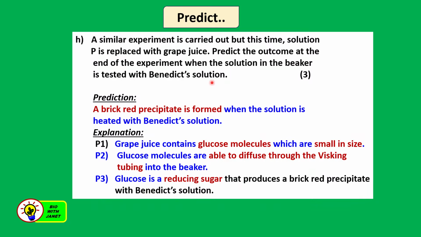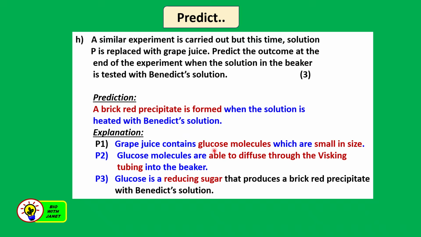of the solution in the beaker and mixing 2 ml of it with 1 ml of Benedict solution, or 2 ml of Benedict solution. Then you heat it. You will get a brick red precipitate. So the prediction is a brick red precipitate is formed when the solution is heated with Benedict solution. Explanation: 1 mark for your prediction and 2 marks for your explanation.